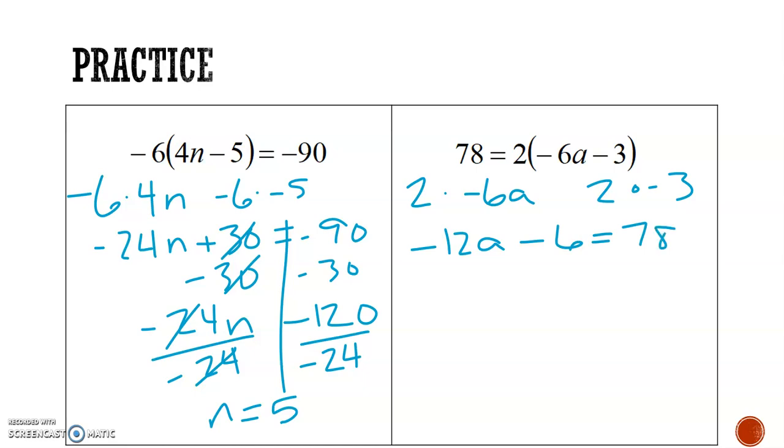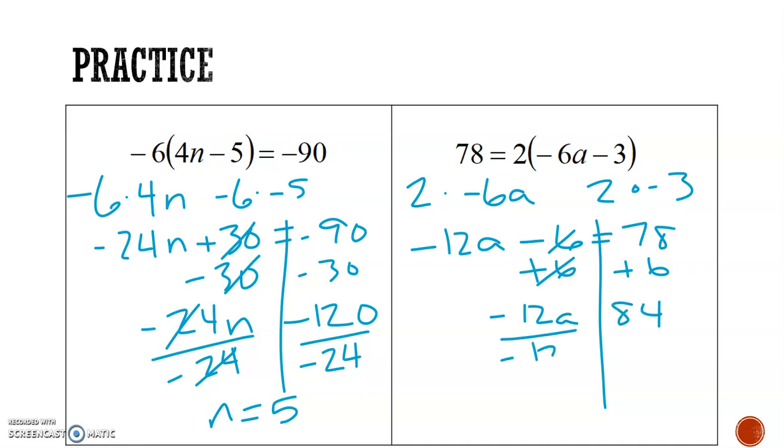And this equals 78. So we're going to do plus 6 both sides. So we have negative 12a, and then 78 plus 6, that is 84. Divide both sides by negative 12. And we have a equals negative 7.